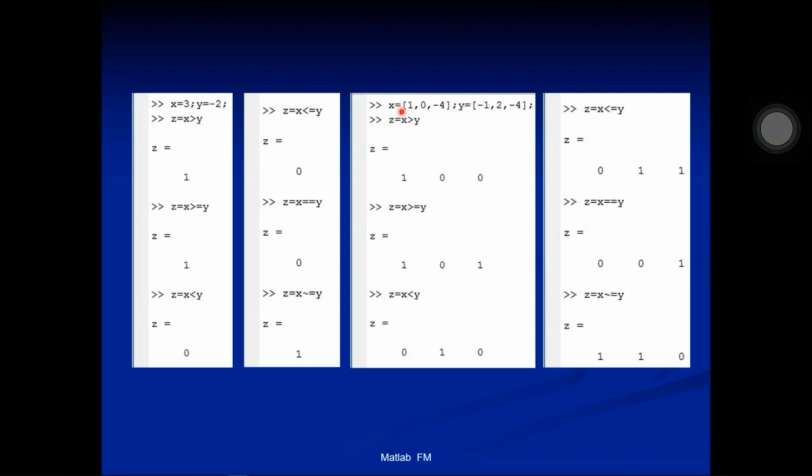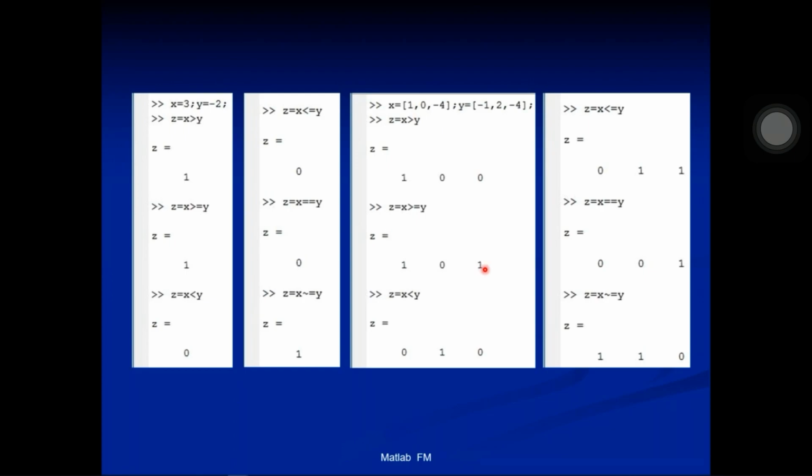So in this case, is 1 greater than -1? True. Is 0 greater than 2? False. Is -4 greater than -4? Strictly false. However, greater than or equal to, yes, for the first one still true, for the second one still false. But now, is -4 greater than or equal to -4? Yes. It's not greater, but it's equal. So greater than or equal, that means it's both of them, right?